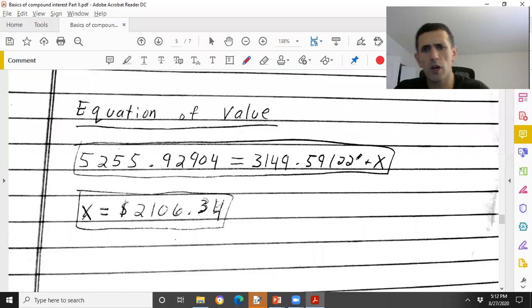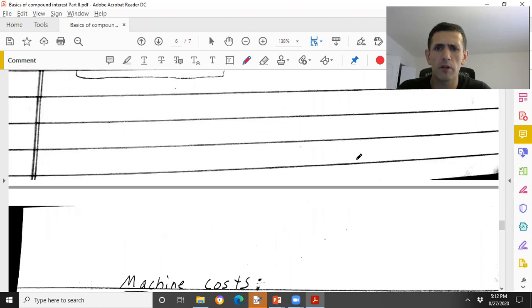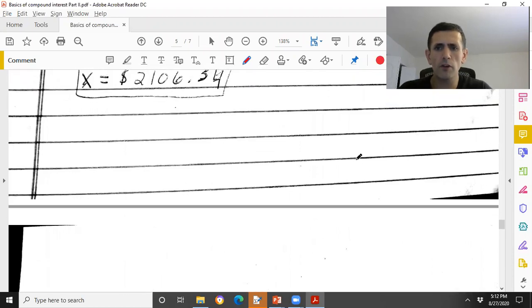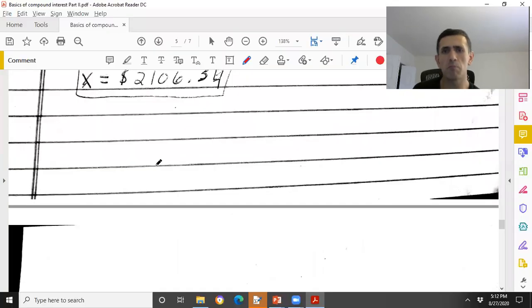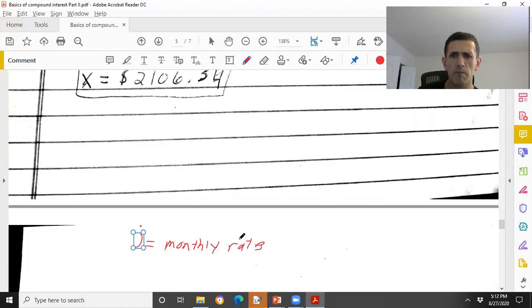Okay. All right, so let's get to the problem here. First and foremost, I want to convert this interest rate, 6.17%, into an equivalent monthly interest rate. So let's say j is the equivalent monthly interest rate. Okay, so what do I have? And I'll do this right here.